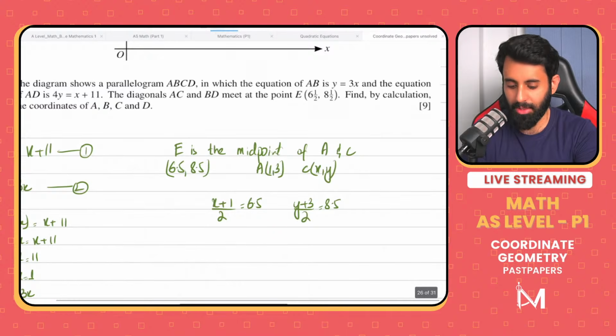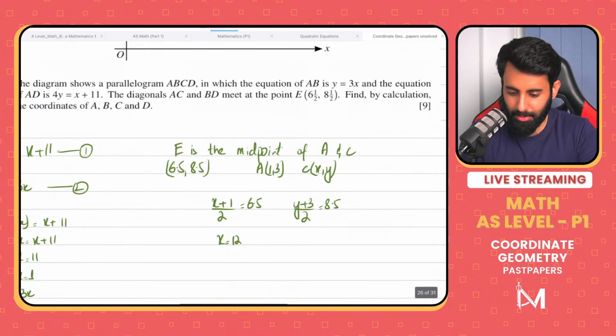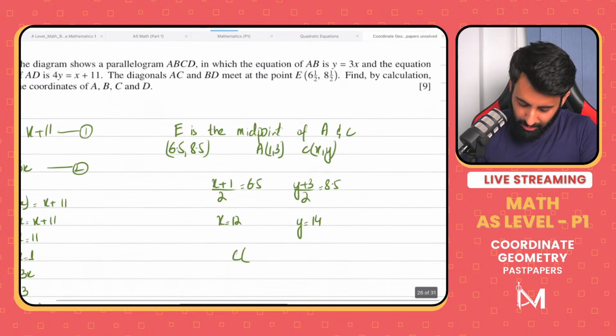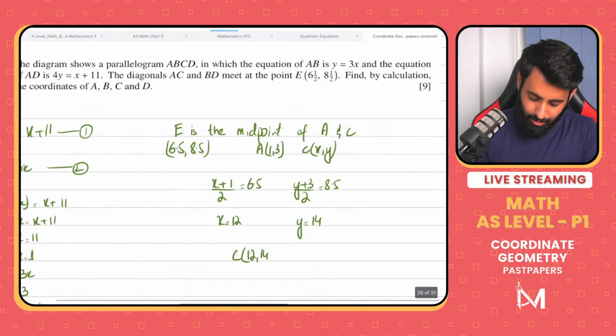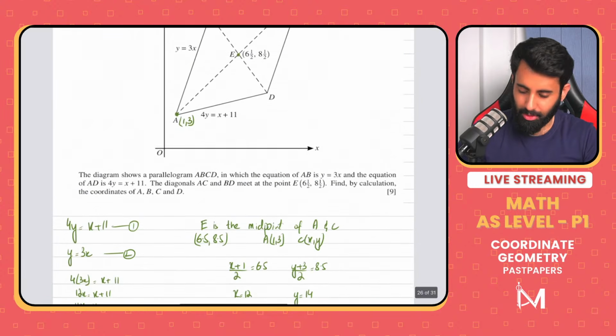Okay, cross multiply, and let's see what happens. 6.5 into 2 minus 1, so that means x equals 12. 8.5 times 2 minus 3, so that means y equals 14. And then write your answer nicely. C has coordinates 12, 14. And there you go. That is the answer to the coordinates of C.